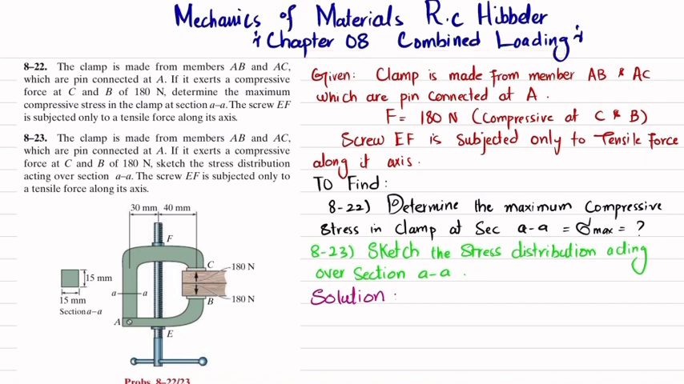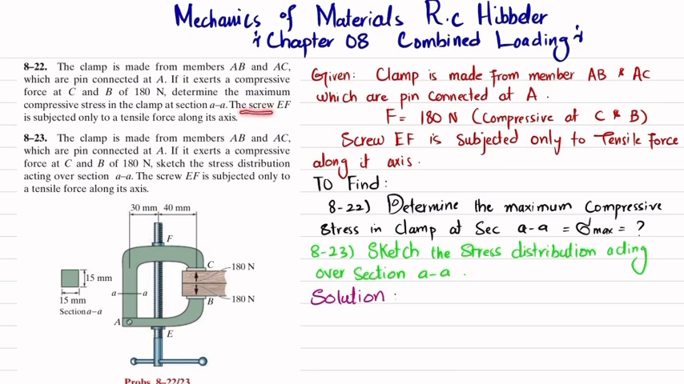The statement of this problem is that the clamp is made from members AB and AC, which are pin connected at A. So this is member AB and this is member AC, connected by a pin at A. It exerts a compressive force at C and B of 180 newtons. Determine the maximum compressive stress in the clamp at section AA. So you have to find the maximum compressive stress at section AA.